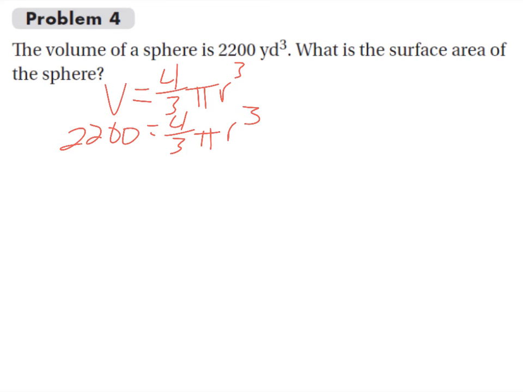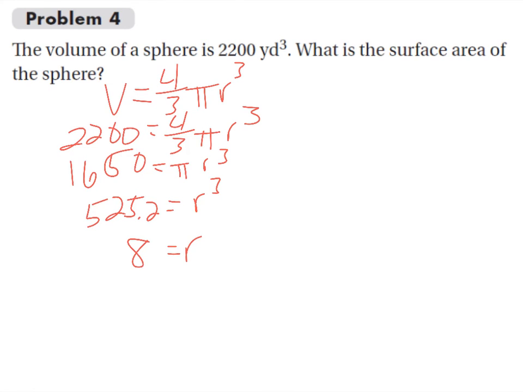Which would get me 1650. Divide by pi would get me about 525.2. And if I take the cube root of that, I would get that my radius is about 8.